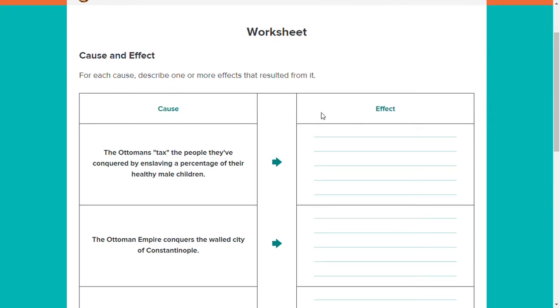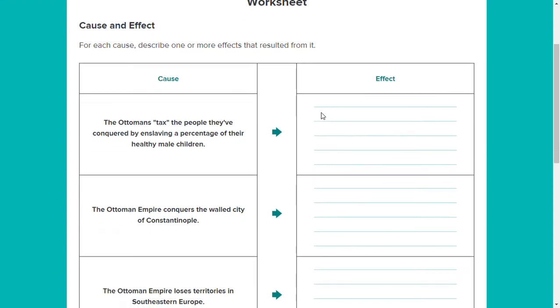It's a cause and effect. Now it says for each cause describe one or more of the effects that resulted from it. Okay, well, we've learned about the Ottomans. We saw some information about them in the Atlas activities in Active Classroom, but the video has a nice summary of them, and it also goes well beyond the time period that we're learning about. Don't worry, things about World War I and things that come later on, we're going to talk about those in the future.